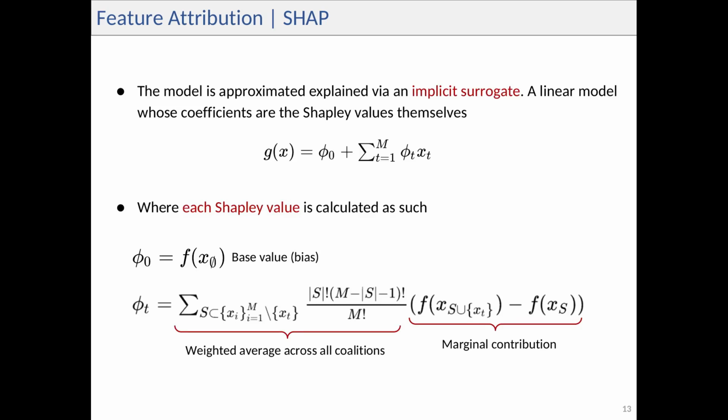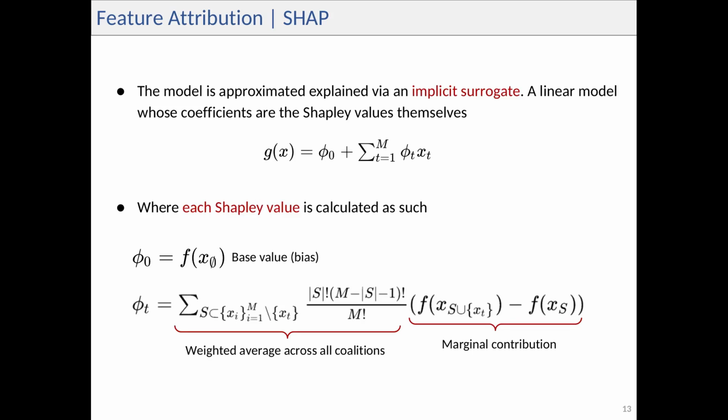So each Shapley value is calculated as such. We have phi of 0, which is like the Shapley value of nothing. It's just this base value that we start with, F of X empty, which is just what happens if we don't pass any of the input features to F, meaning we just run F with random noise or a default empty input, which depends, of course, on the task. And then we have phi t, which is the Shapley value corresponding to the input feature t.